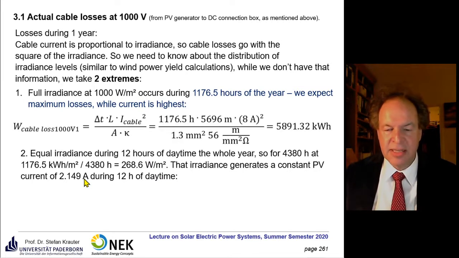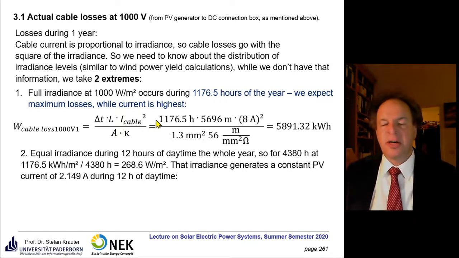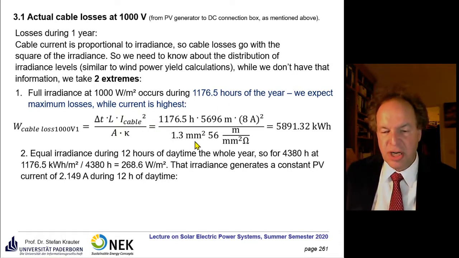Let's take a look at the losses. We have the total length of the cable of our PV generator, the duration where this occurs, the amps, the cross section and the conductivity, and altogether we have 5,891.32 kilowatt hours of losses.